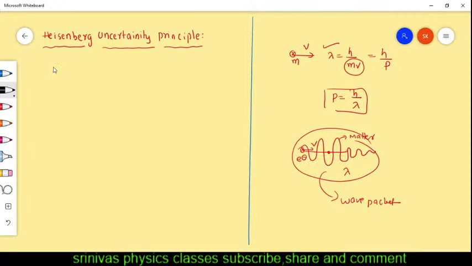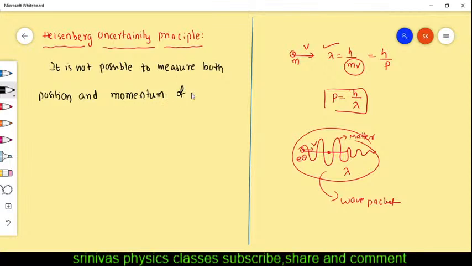Okay, that statement I will give. It is not possible to measure both the position and momentum of an electron or any other particle at the same time, exactly. It is very difficult to measure the position and momentum.